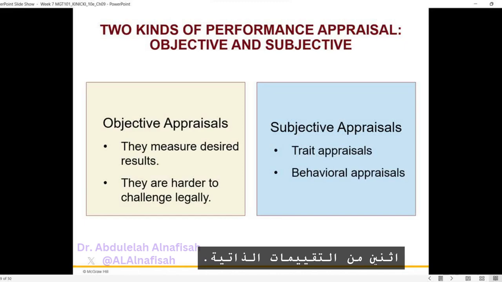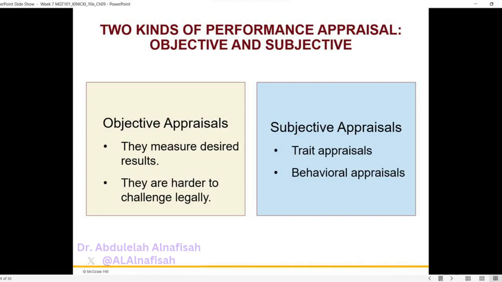2. Subjective appraisals. Subjective appraisals involve the manager's perceptions and judgments of an employee's traits or behaviors. Trait appraisals assess subjective attributes like attitude, initiative, or leadership, which can be influenced by the evaluator's personal bias. Behavioral appraisals focus on specific observable behaviors, such as punctuality or communication skills. They can be more objective than trait appraisals, but still involve some subjectivity.